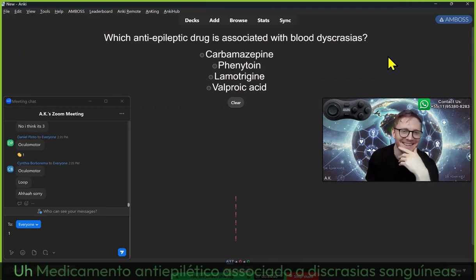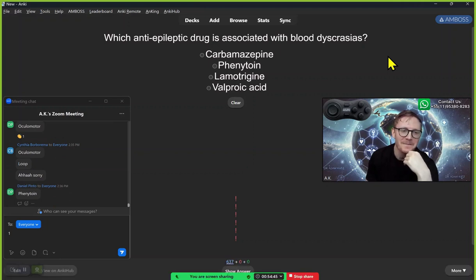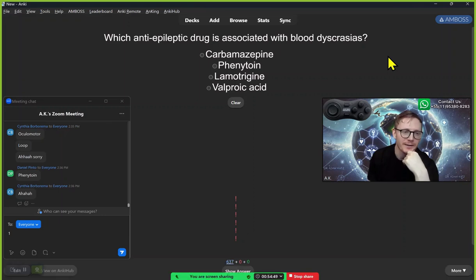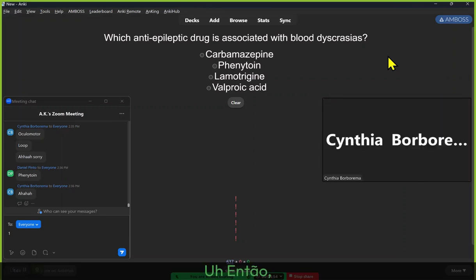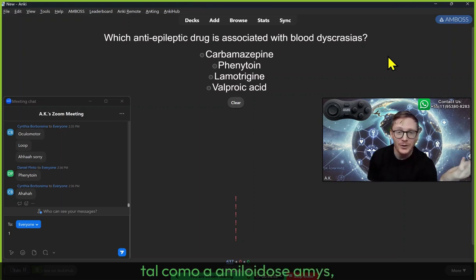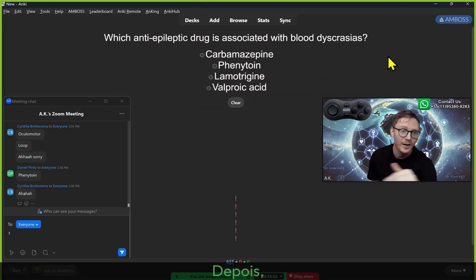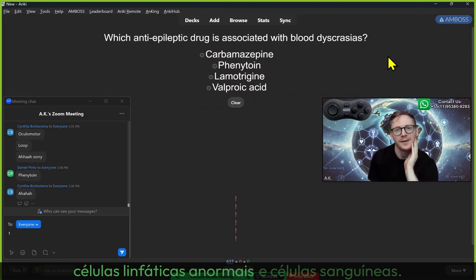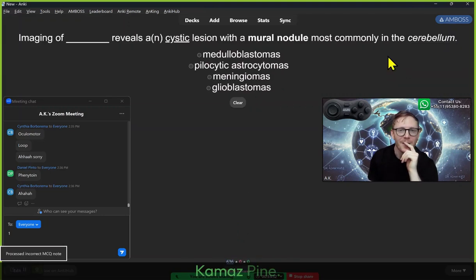Anti-epileptic drug associated with blood dyscrasias. Phenytoin. Okay. What do we mean by blood dyscrasias? Like primary amyloidosis is going to be caused by clonal B cells from blood dyscrasias caused by multiple myeloma. So you have production of abnormal lymph cells and blood cells. But so we're saying phenytoin here, carbamazepine.